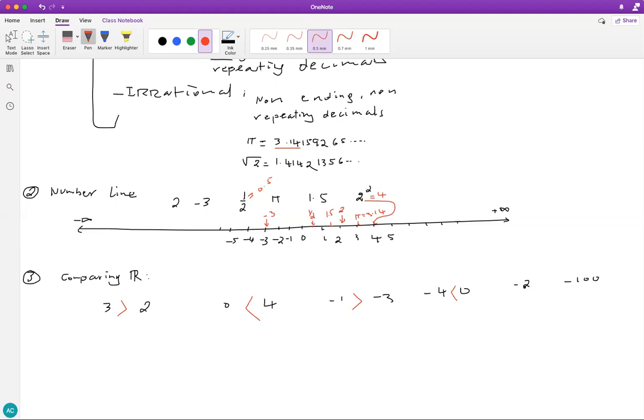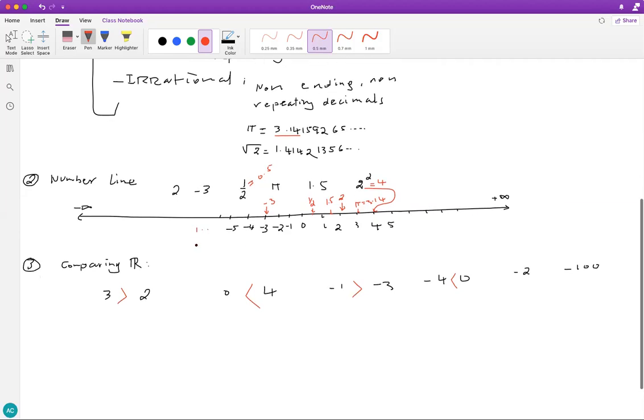What about this last one here? -2 compared to -100. Is it less than or greater? -2 is greater than -100. That's right. So -2 may look smaller, but it's a negative. It's a lot bigger than -100. If we go this way, somewhere down here, all the way somewhere here, you'll find -100. It's much, much smaller than -2 because as you go to the left, the numbers get smaller. So -100 is less than -2.